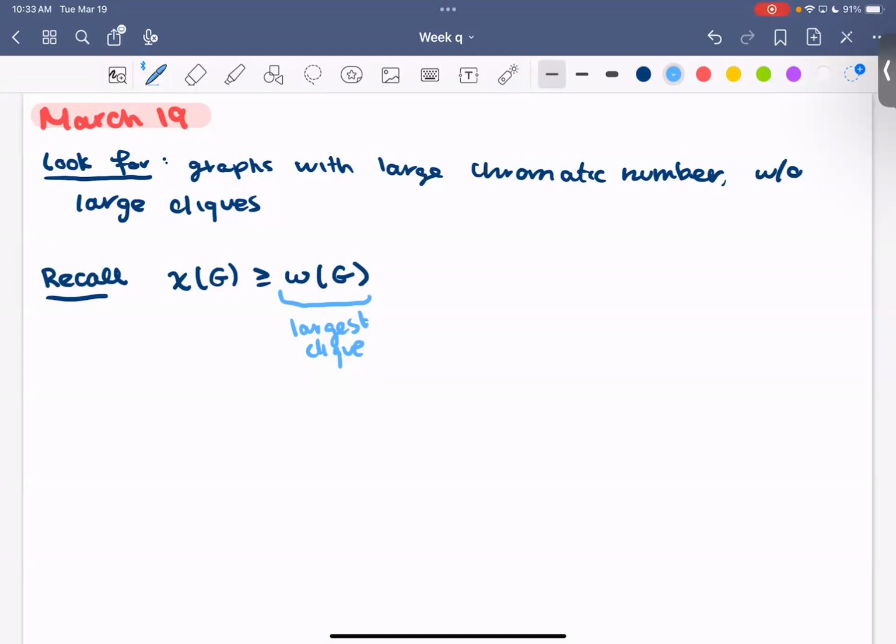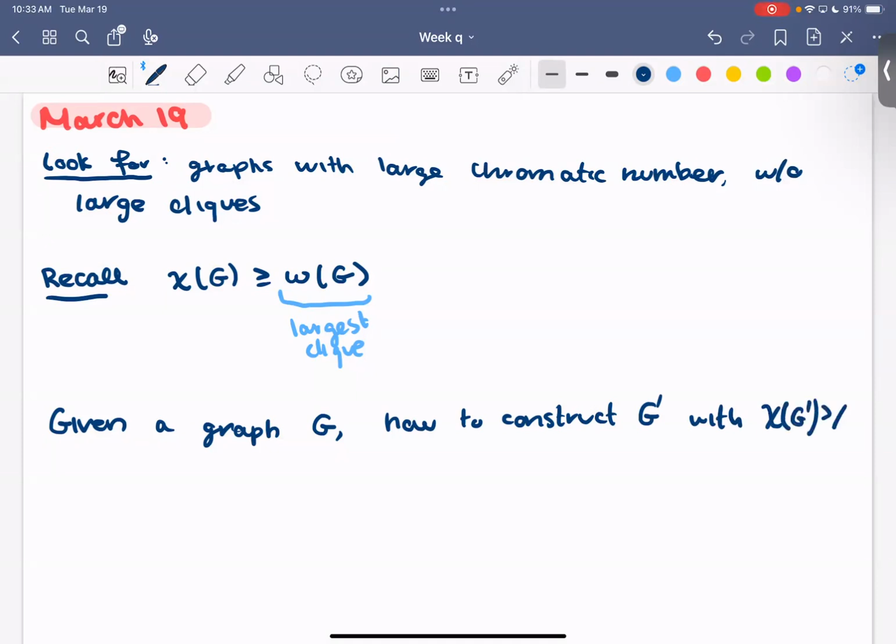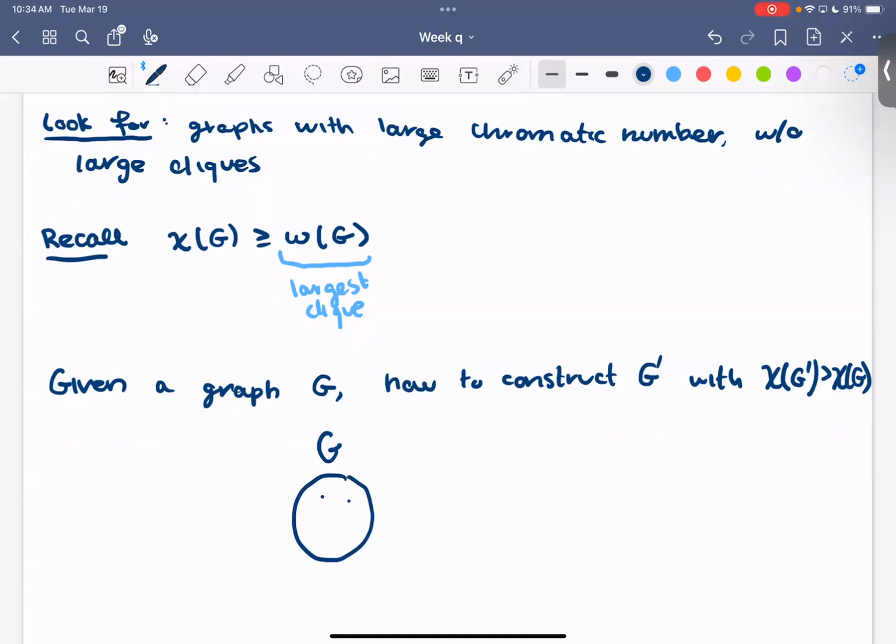So just for starters, if I give you a graph G, how can you construct a graph that has larger chromatic number? Like, what's the easiest possible thing that you could do? So how do we construct a G prime with chi of G prime larger than chi of G? Yeah. Connect a new vertex to every vertex in G. Yeah, so whatever my G is here, let's say it has some vertices, then for my G prime, I would just add a new vertex and connect it to every vertex of G.